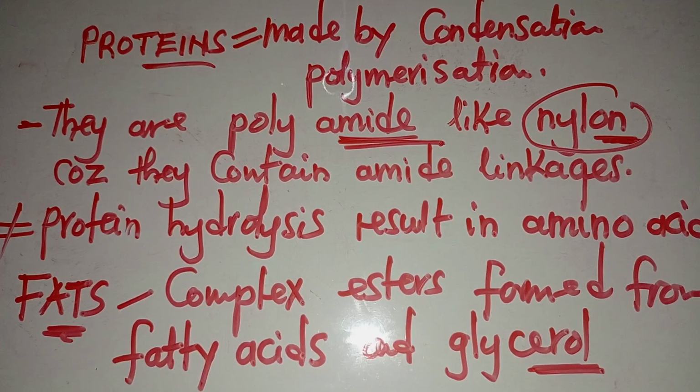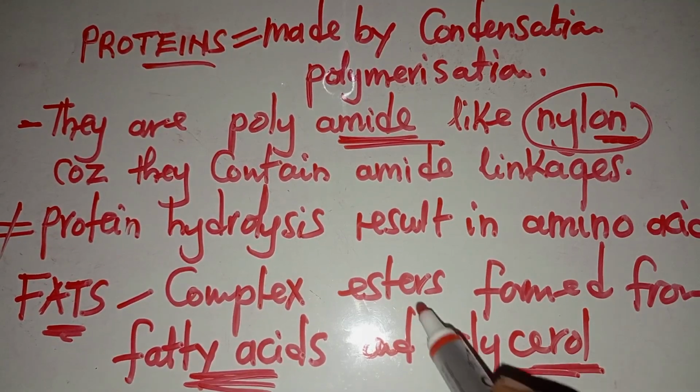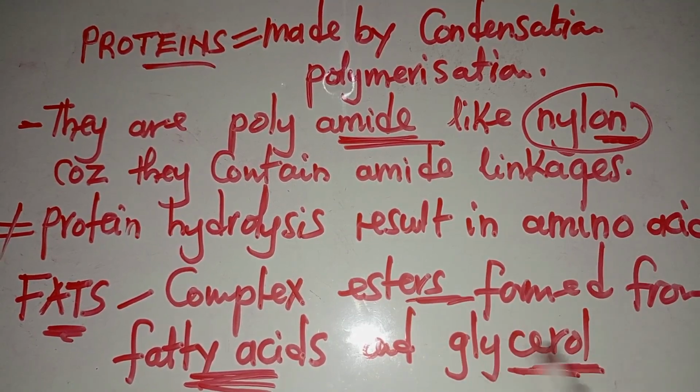So these are two things that you have to know, two things that you get to understand. They get to be formed from these ones and these. So they are complex esters formed from these two. This is what you need to understand.